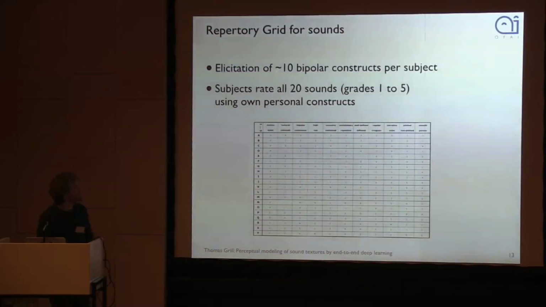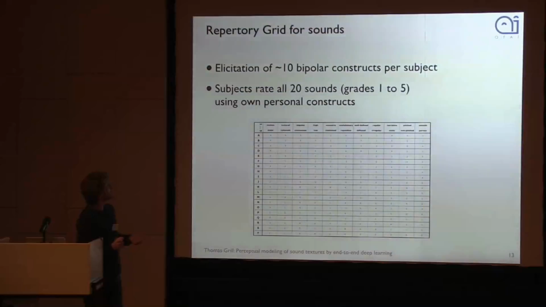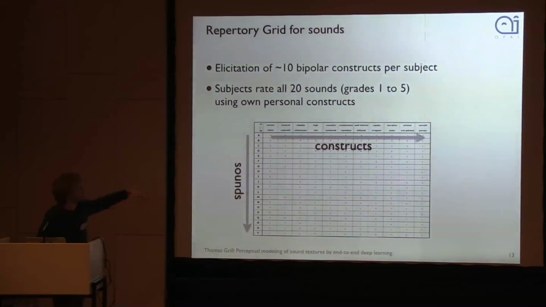It's actually easy for subjects, obviously, to come up with qualities. Usually a number of qualities are asked for different sound pairs. In my study I used 10 bipolar constructs per subject, and the subjects then had to rate the qualities they had come up with for 20 different sounds. They fill out a form for that. So these are the sounds, these are the constructs, and they are asked to rate them on a scale of 1 to 5 or 1 to 10, whatever scale you want to use.